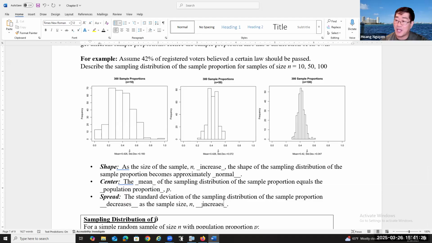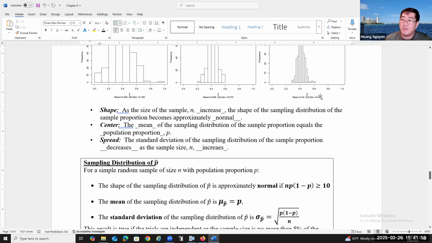Okay, so that's going to be the conclusion that we have based on the shape, based on the centers, and based on the spread of this distribution of the sample proportion. Okay, so let's summarize it. Let's see how we're going to get the conclusion of this distribution of the sample proportion. So how can we know that the sampling distribution of the sample proportion will become more and more normal when the sample size keeps increasing?